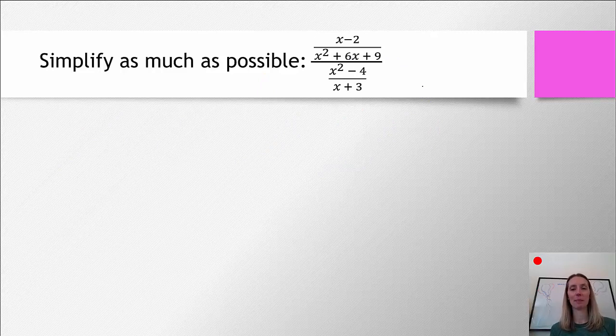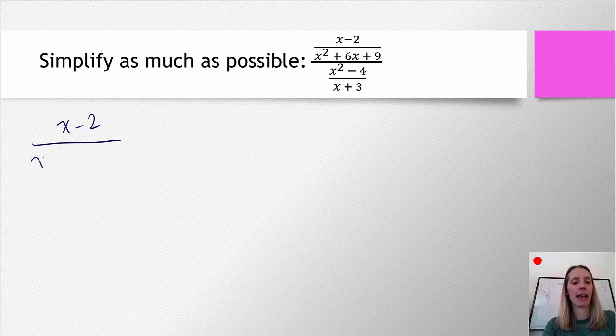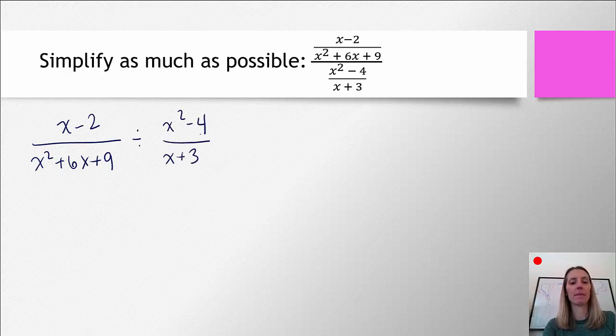How about this example? Getting even more complicated. Okay, so first I'm going to write it as division. That's going to be x minus 2 divided by x squared plus 6x plus 9. Then we're going to do our division sign. Let's just rewrite that denominator, x squared minus 4 divided by x plus 3.